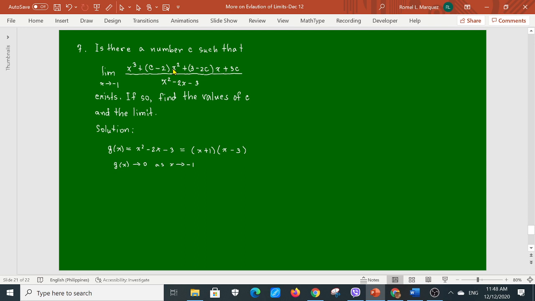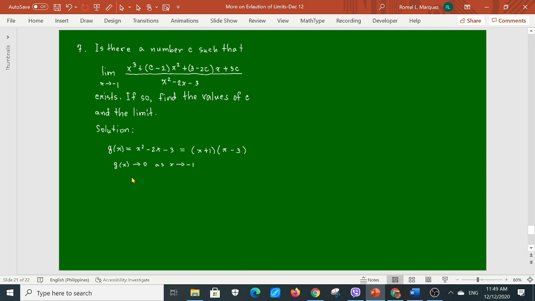Therefore, if we are not able to eliminate x plus 1 because it makes the denominator 0, as x approaches negative 1 the limit tends to be infinite. Therefore, we need to eliminate that. If you can't eliminate this, the limit will not exist. So what is the value of C so that the numerator will also have a factor of x plus 1? That way the expression that makes the denominator 0, we will be able to eliminate.